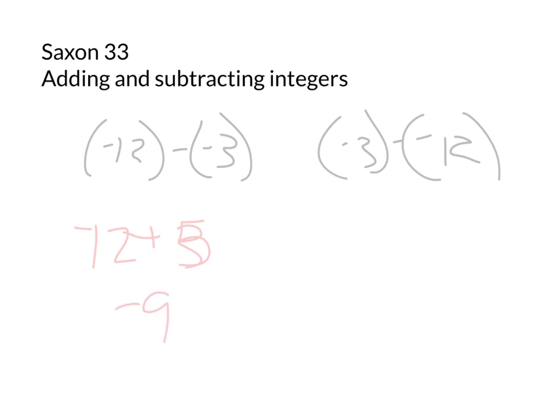And then let's take a look at negative 3 minus a negative 12. So that becomes a negative 3 minus a negative is the same thing as plus. Negative 3 plus 12 gives us 9.